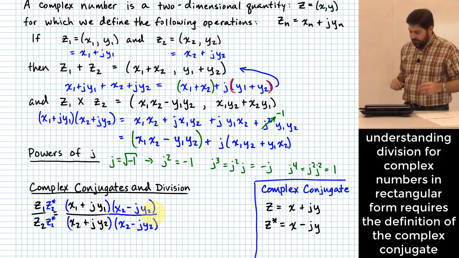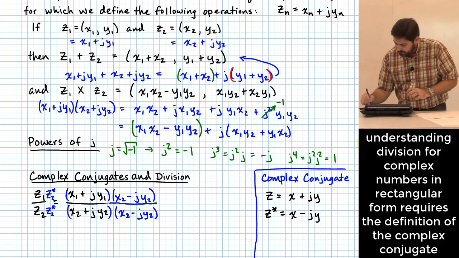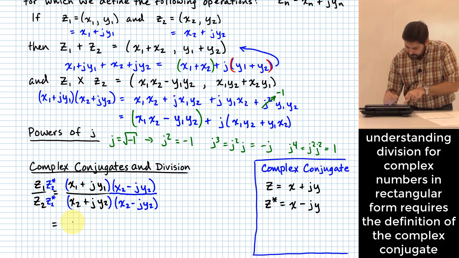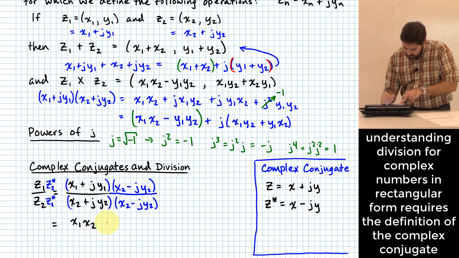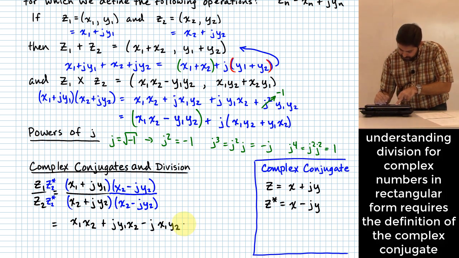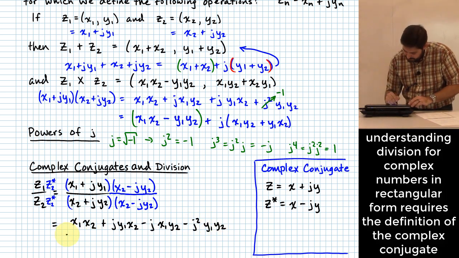Okay, now you might say, okay, fine. But what does that do particularly? I guess we can FOIL it out and see what this is going to end up doing. Okay, this is going to give us x1, x2, plus j y1 x2 minus j x1 y2, and then we're going to have minus j squared y1 y2. That's in the numerator. What's in the denominator?